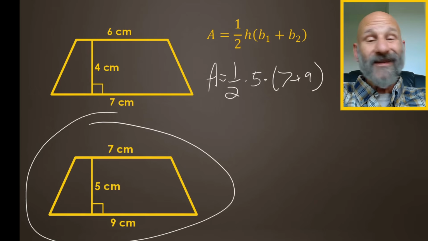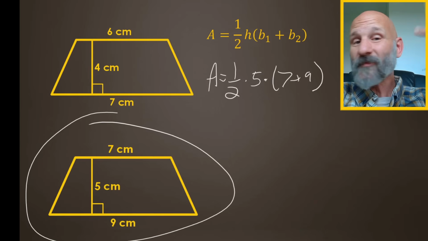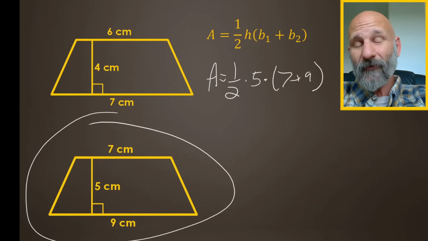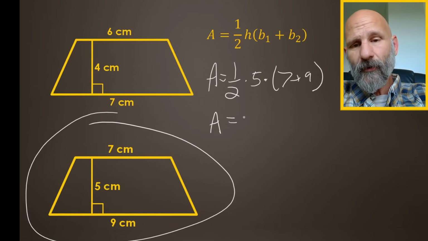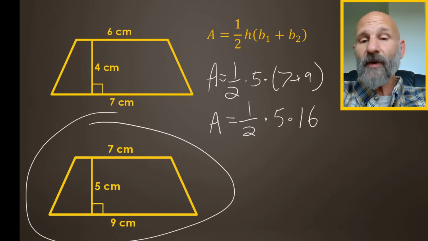You could have just written a 16 there. That's totally fine, because when we do order of operations, PEMDAS, BOBMAS, whatever your acronym is for order of operations, you're doing the 7 plus 9 first. So area equals 1/2 times 5 times 16. Okay, so now check it out.